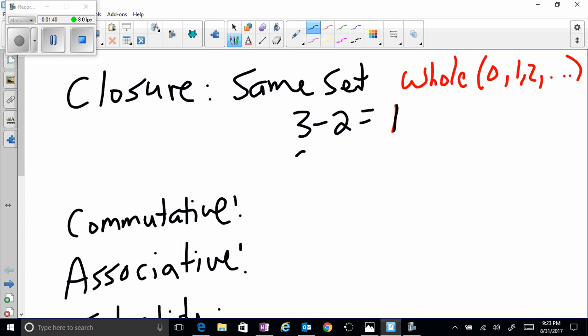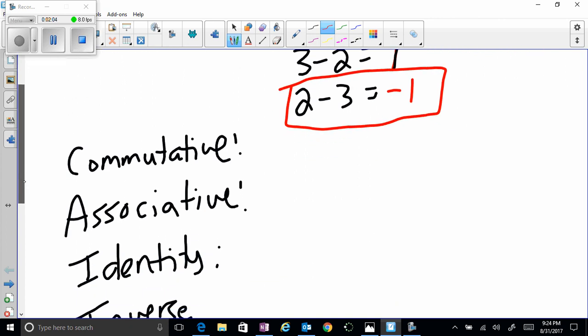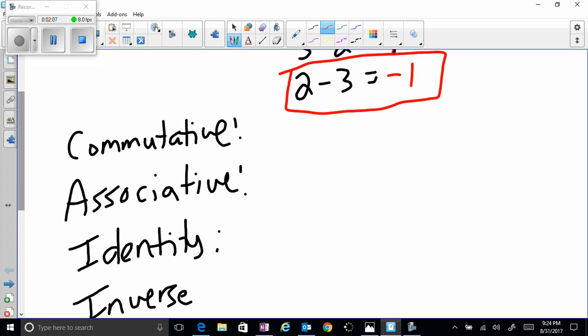Okay, so that's really not a counterexample. But if I flip that, so here's 2 minus 3, which both of those are whole, but 2 minus 3 is -1. So that is not whole. So that would be a counterexample to the fact to say whole numbers are not closed under subtraction. And it just takes one counterexample to prove something to not have closure. But if you can't come up with a counterexample, then it's considered to be closed, as it would remain in the same set.